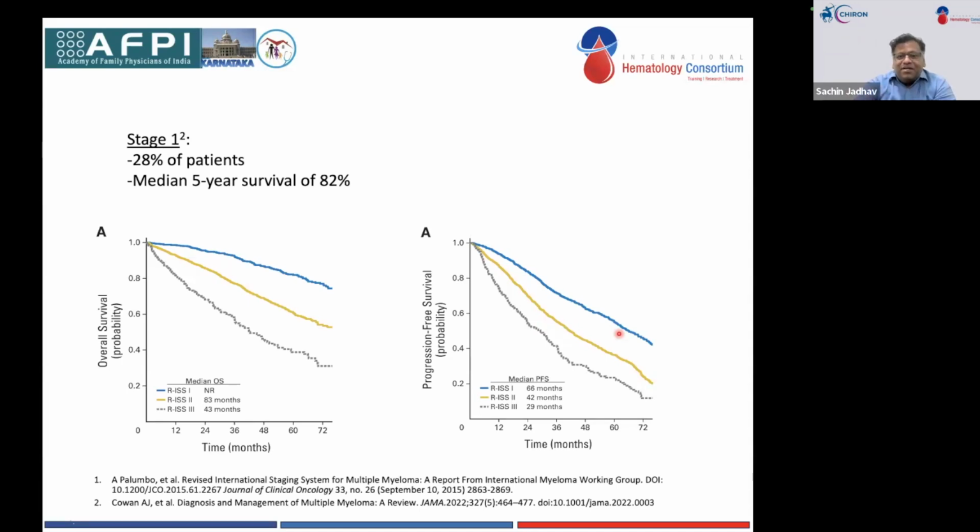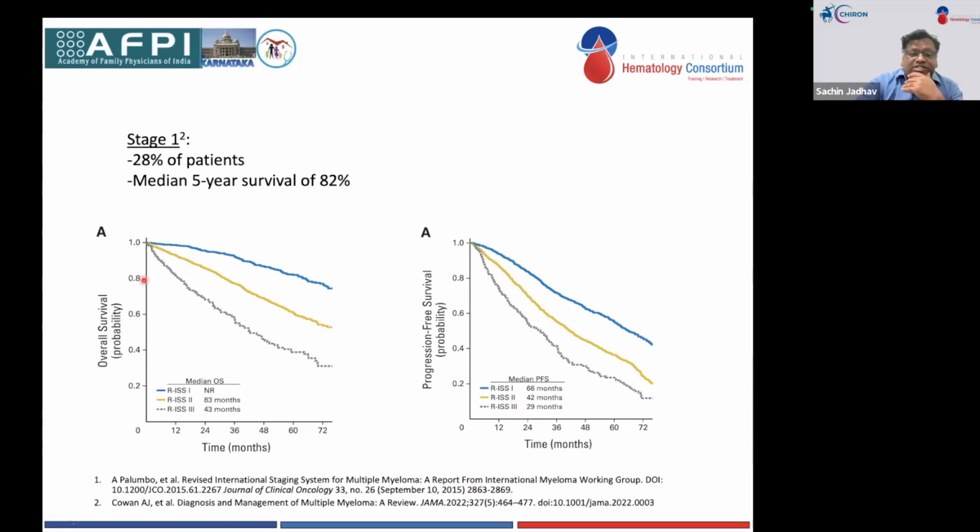Okay. However, if you look at RISS stage 2, you see 50% is 42 months. That means in stage 2, within 42 months, half of them would be progressing. And in stage 3, median progression free survival is only 29 months. That means if the RISS is stage 3, then in just over 2 years the cancer will come back in half of the patients, median progression free survival.